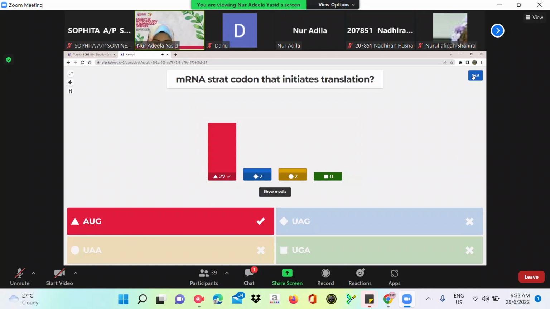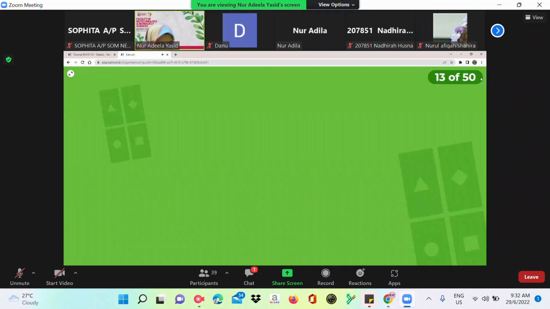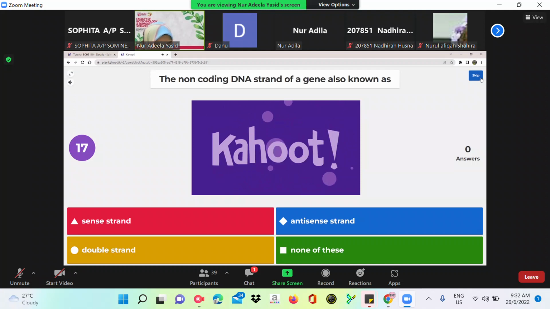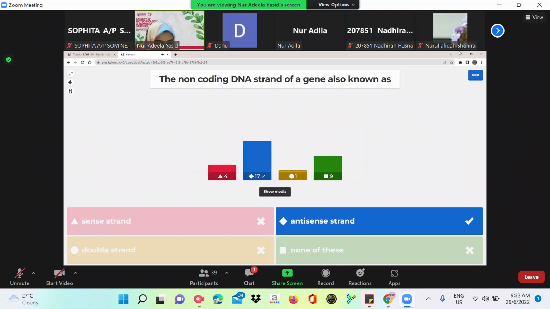Okay, so this one asks you for the mRNA start codon, so it would be AUG. Next, non-coding DNA strand. So this is the antisense strand for the non-coding DNA strand.